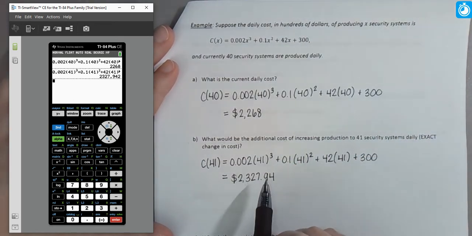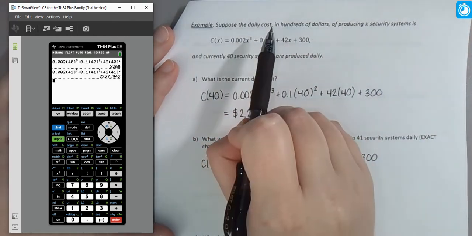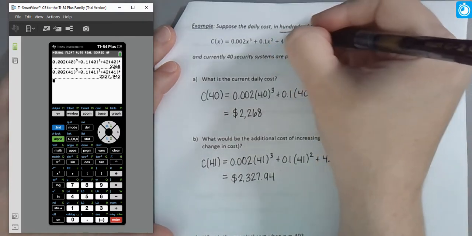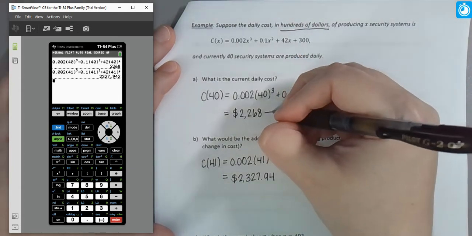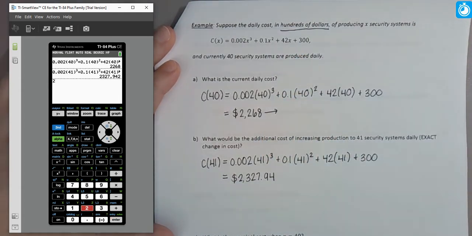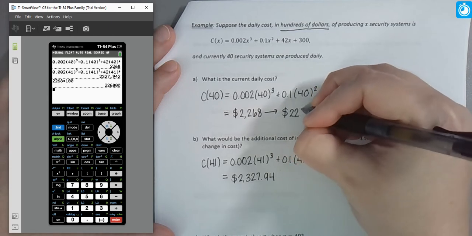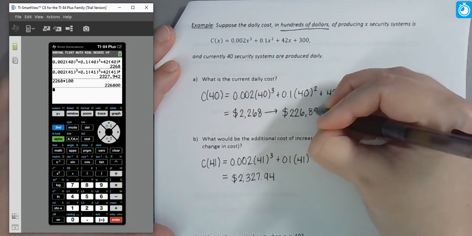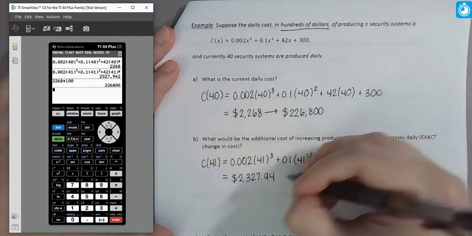Now, this is not quite correct. I just noticed I missed something. What did I miss? Let's go back and look at the problem description. Cost is in hundreds of dollars. So how would that change these values? Well, 2,268 is in hundreds of dollars, so if we multiply that by 100, that's going to give me the actual value. So it really means $226,800. That makes a little more sense, right? Those are some pretty cheap security systems if that's all it costs to make them, right?